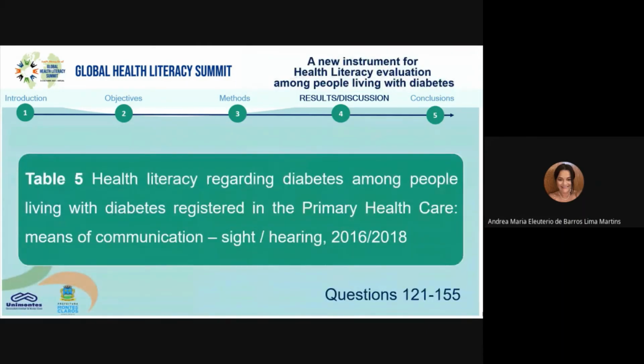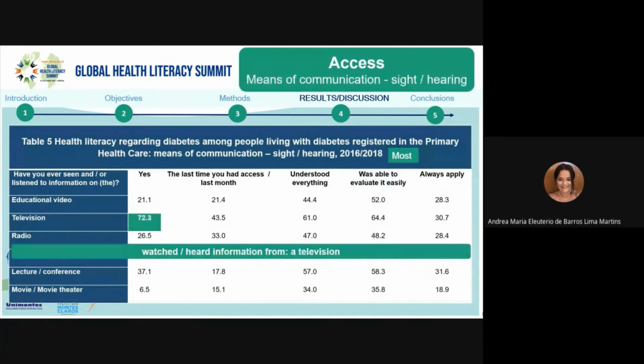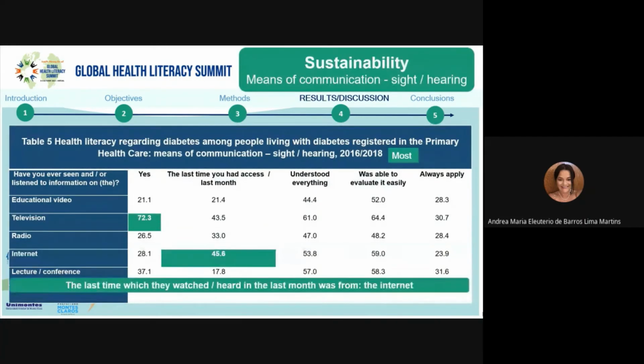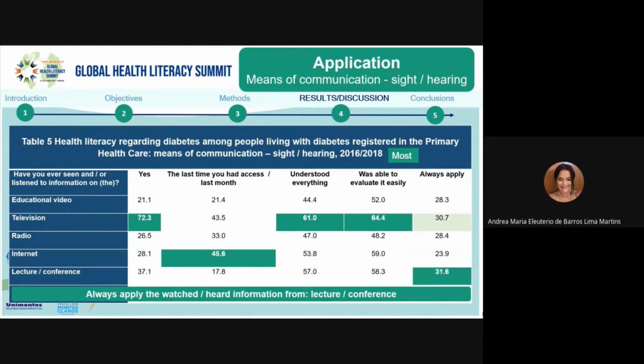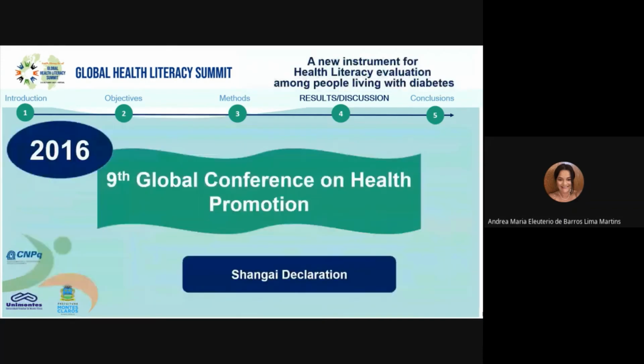Table 5, means of communication, sight, hearing. Most watched, heard information from a television. Most, the last time which they watched, heard in the last month was from the internet. Most understood everything and was able to evaluate the watched, heard information from television. Most always apply the watched, heard information from lecture, conference.